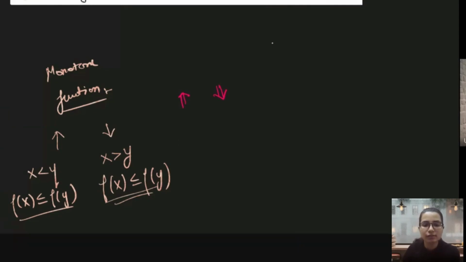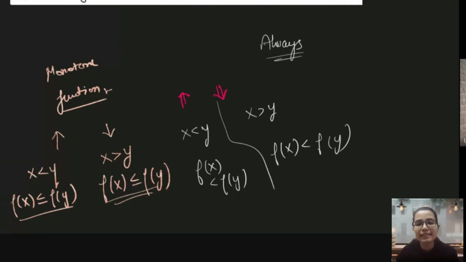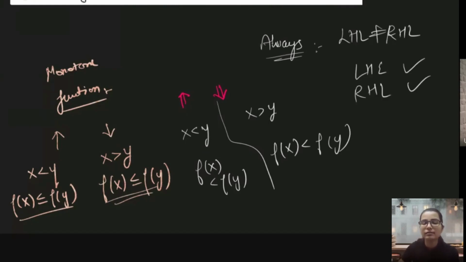You'll have to say that monotonically strictly increasing functions, you'll have to say f of x less than f of y strictly. And for x greater than y, you'll have to say f of x less than f of y strictly. So you have this idea. Monotone functions have this property that their limits always exist. LHL and RHL will always exist. They might not be equal. It is not necessary that they are equal, but LHL will always exist, RHL will always exist. Doesn't matter if they're equal or not.